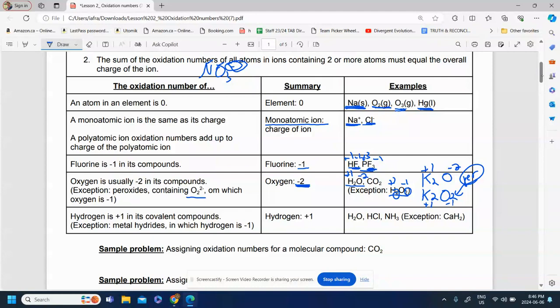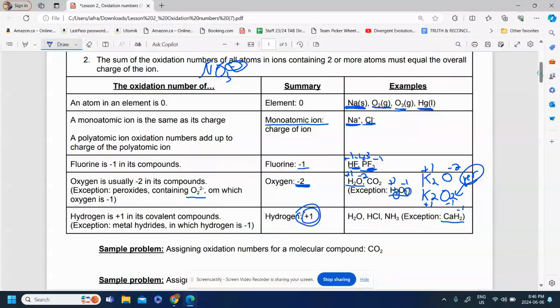Lastly, hydrogen is always +1 in most compounds unless it's in what's called a metal hydride. A metal hydride is simply where you have hydrogen combined with a metal. So normally hydrogen is +1, but when it's in a metal hydride, hydrogen is considered -1 instead.